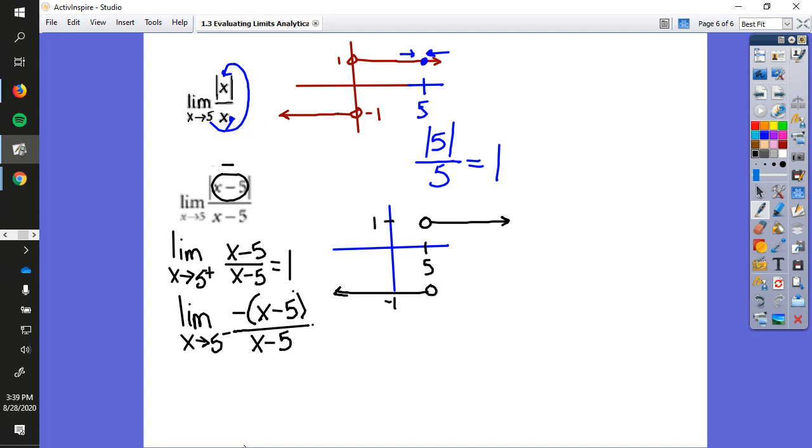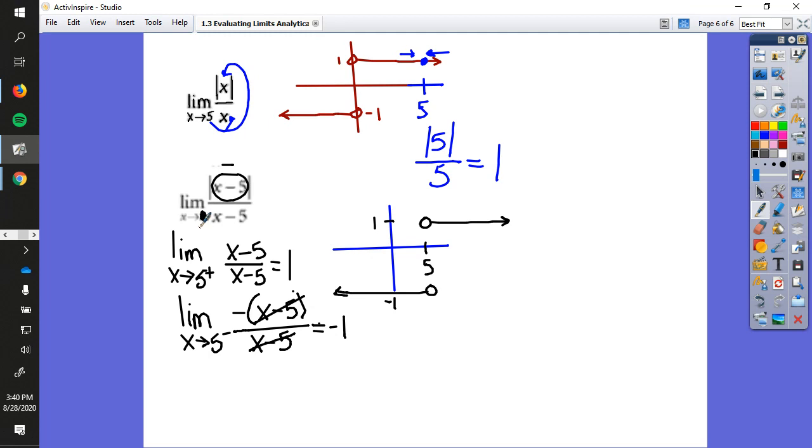Okay, so it looks like this. Now, I don't really need to distribute because this is going to cancel with that, and I'm left with -1. And so you can see those are our two values. If I'm checking the limit at 5 for this, we're running into an issue because the limit from the left doesn't equal the limit from the right. Now, any other value is fine.